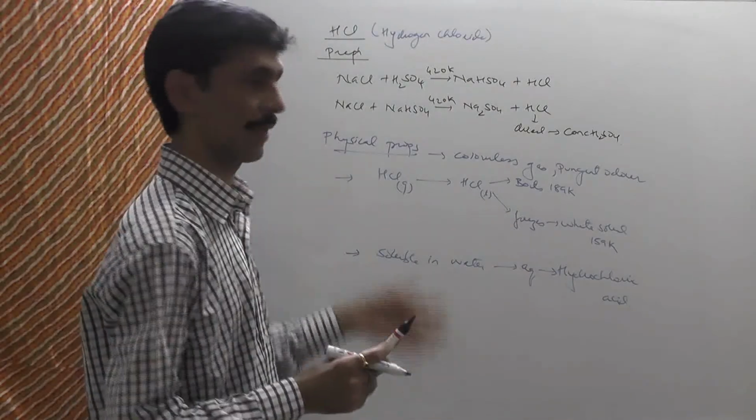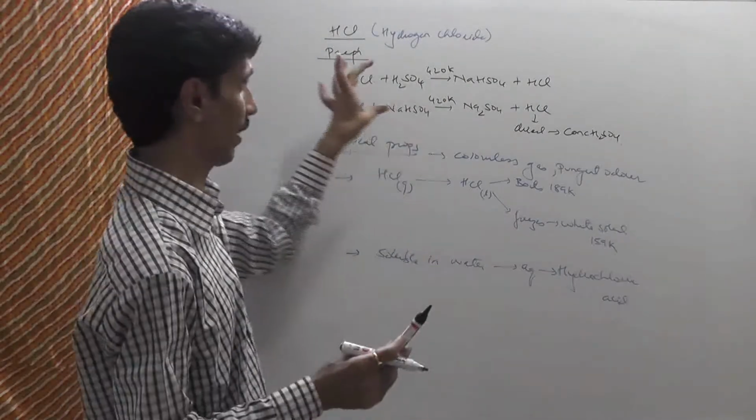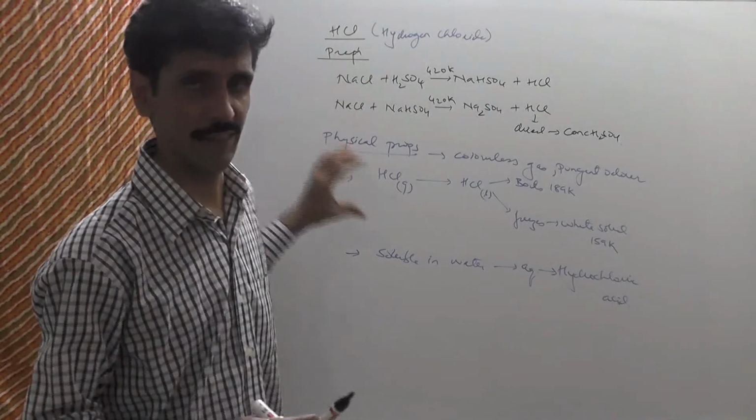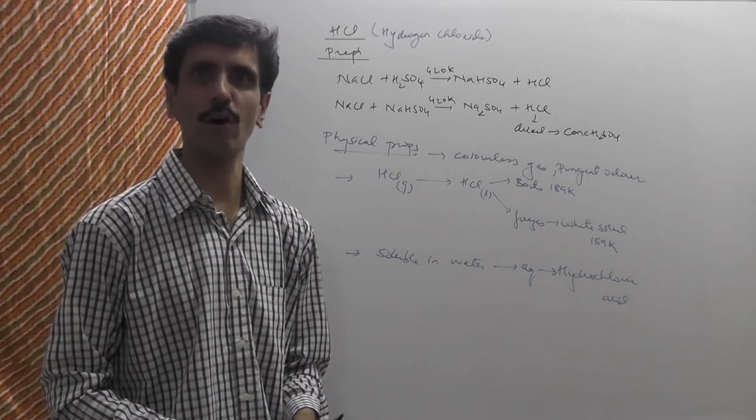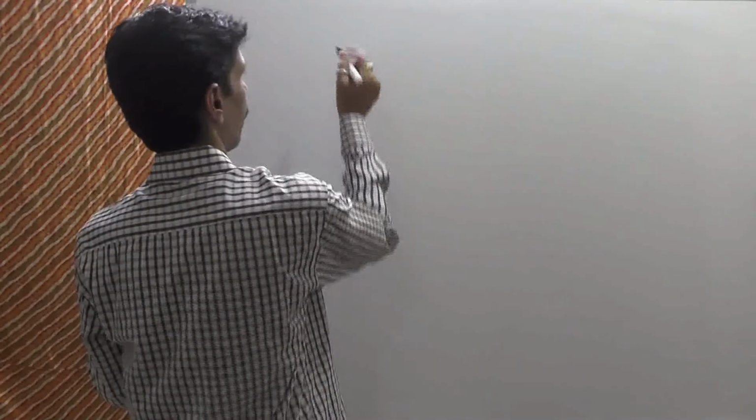So these are the important physical properties. One method of preparation which is involving 2 steps, and then these physical properties of HCl. I hope it's very clear to all of you all. दोस्तों अभी हम शुरू करेंगे with chemical properties of HCl.